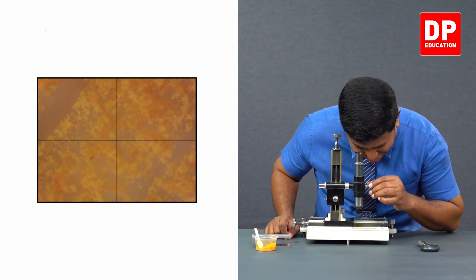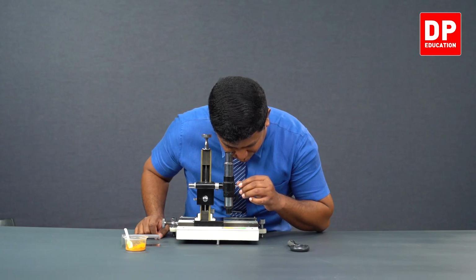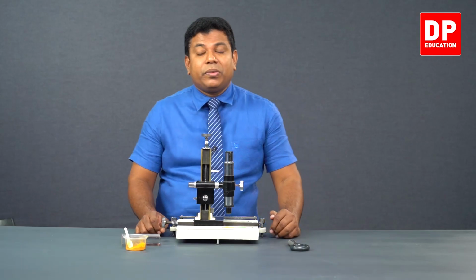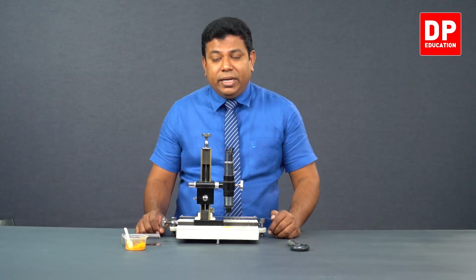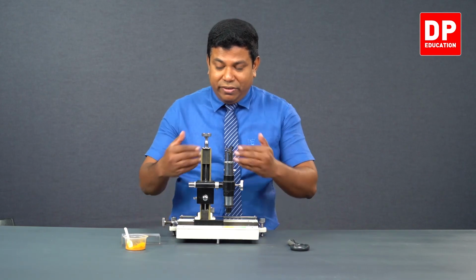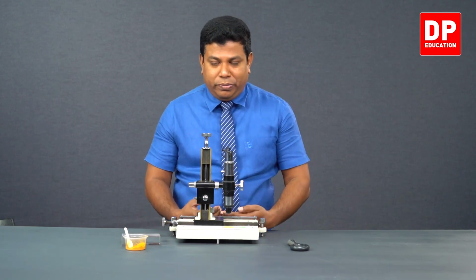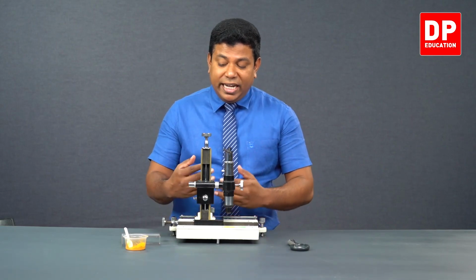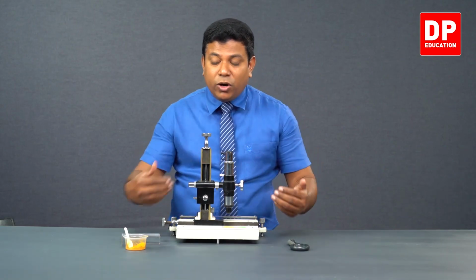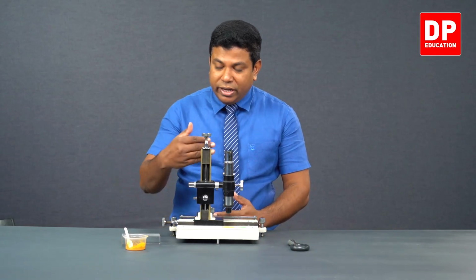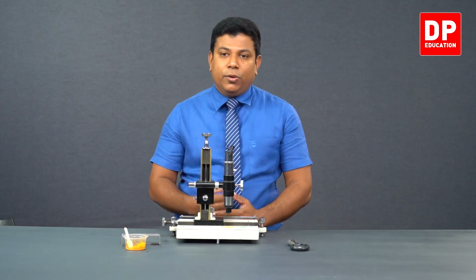Once you get the best image of it, once you have fine-tuned it, then we have to get the reading. One more thing I have to tell you at this point. When you keep this traveling microscope, you must always keep the vernier side towards you. Otherwise, after you fine-tuned to get the reading, if you have kept it on the other side, then you have to go to the other side and get the reading. So make sure when you keep the microscope, the vernier is always on your side.